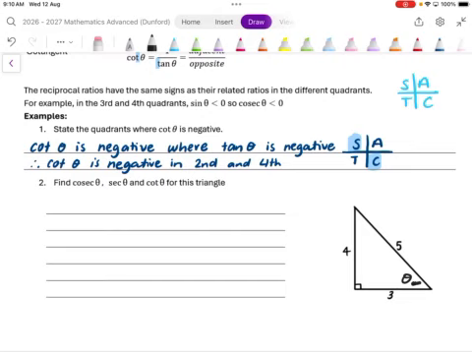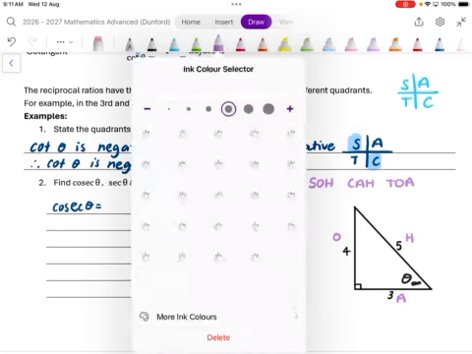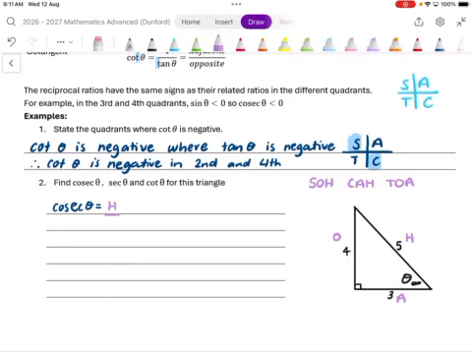Okay, so once we have that as a theta, remember we have SOHCAHTOA, that is on our reference sheet. So our opposite side is 4, our adjacent side is 3, and our hypotenuse is 5. So when we're finding cosec theta, it is equal to the reciprocal of sine. So sine is O over H, so cosec is going to be H over O. Therefore, cosec theta will equal 5 over 4.